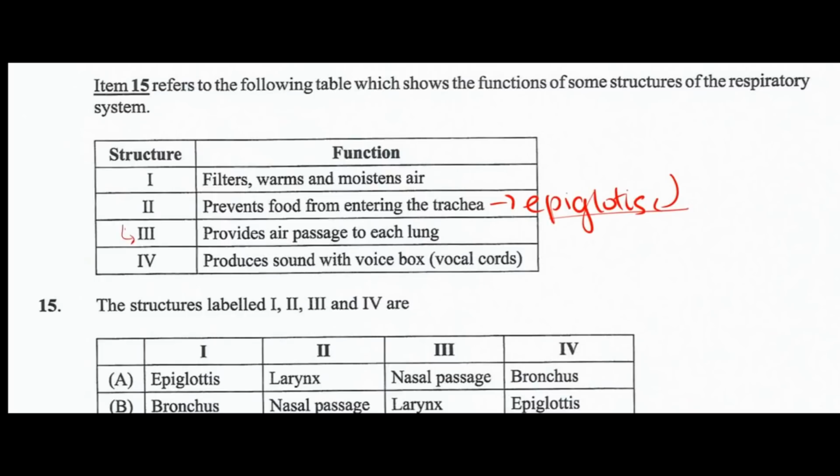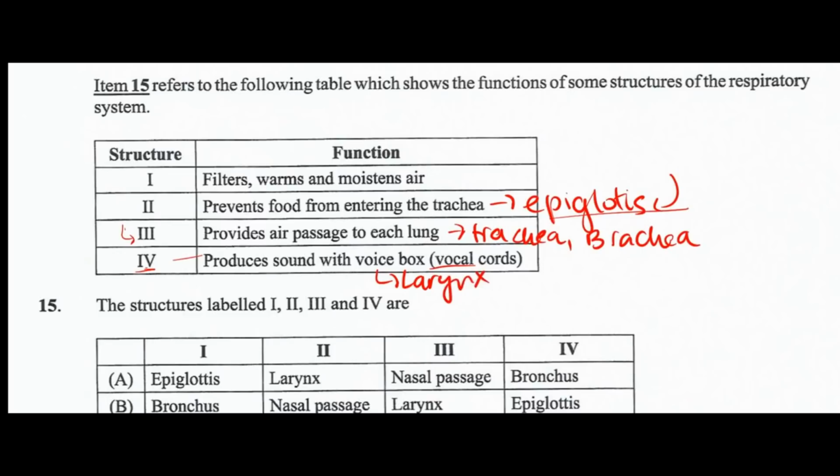Number 3 provides air passage to the lungs. That's your trachea. Also could be the bronchus or the bronchioles, so I'll say bronchus or trachea, that whole pipeline there. IV produces sound with the voice box or vocal cords. That sounds like your vocal cord. Oh, I said vocal cord, so the answer is definitely larynx for this one. So this is the larynx.